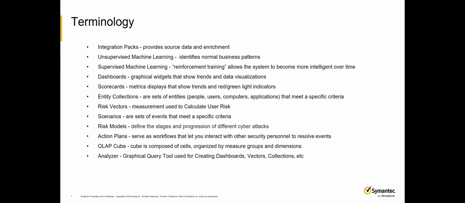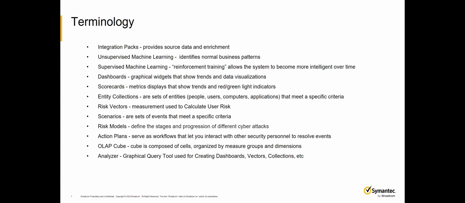We'll talk today about entity collections, which are containers for people, users, computers, and applications. We have risk vectors, which are a measurement used to assign risk to a behavior. We have scenarios, which are a predefined set of events or behavior. We have a significant number of these available out of the box with ICA, but you can also custom build these out yourself.